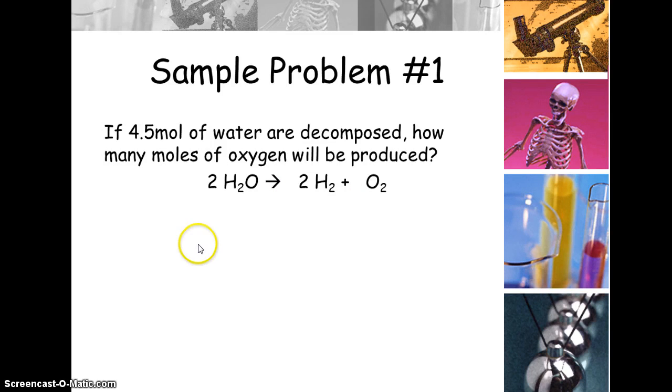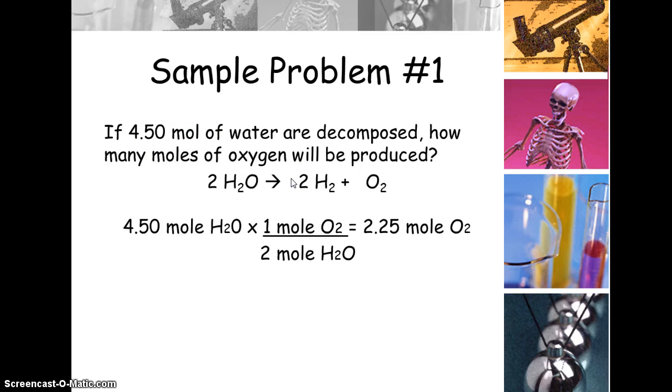So let's work through how we would solve a sample problem. Now we want to say if 4.5 moles of water are decomposing, how many moles of oxygen are going to be produced? So the way we solve this is just like when we did dimensional analysis. We start off with 4.5 moles of water. That means if we have moles of water on top, we're going to want to put moles of water on the bottom. And we're converting to find moles of oxygen.